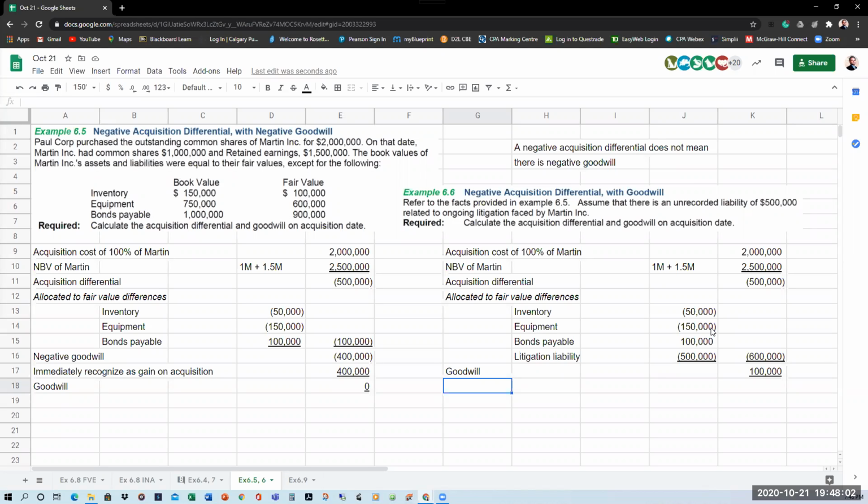This is all arithmetic. You should not get into your heads that the moment you see a negative acquisition differential, it means negative goodwill and therefore a gain on acquisition. No, no, no. If there is negative goodwill, yes, it will be recorded as a gain on acquisition, but you don't jump to that conclusion. You must first investigate thoroughly and allocate the acquisition differential to the fair value differences of all identified assets and liabilities.